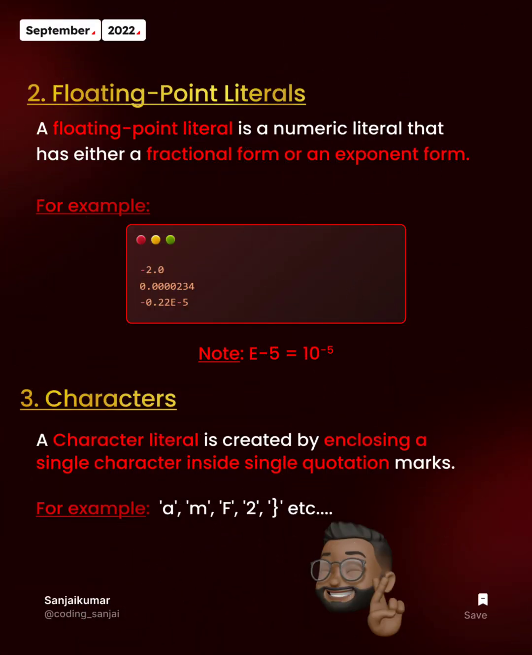2. Floating point literals. A floating point literal is a numeric literal that is either in fractional form or an exponent form. For example, -2.0, 0.0000234, -0.22E-5. Note, E-5 equals 10 to the power -5.